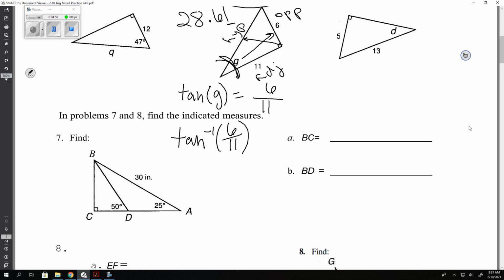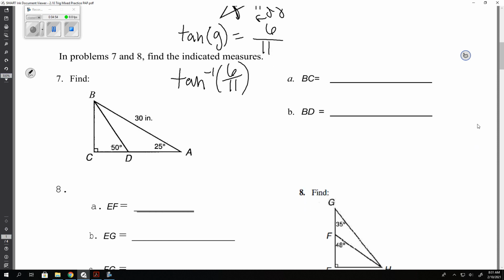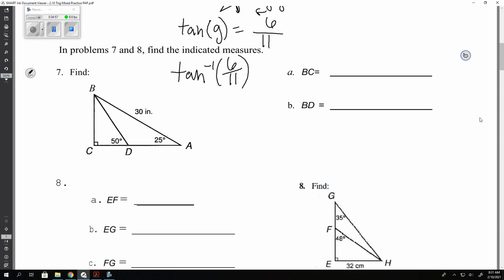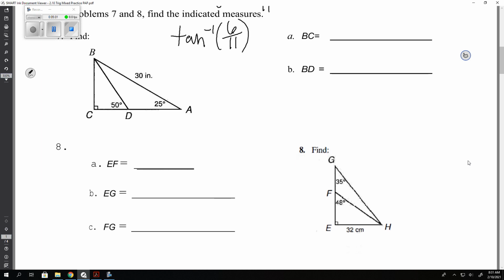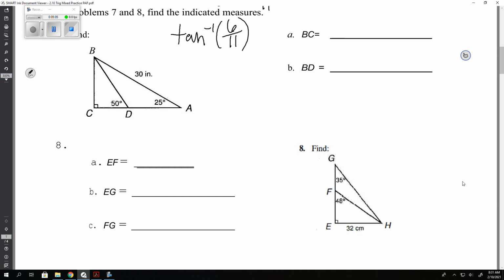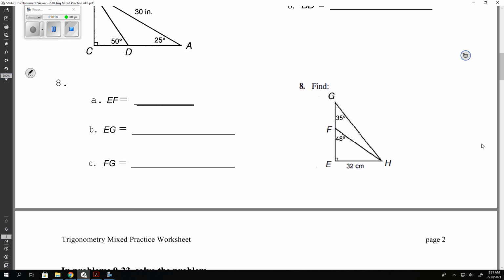Now the next 2 problems here, 7 and 8, they're not really too challenging, but you have to do a couple steps. Alright? Y'all can figure out number 7. That's the easier of them. So let's do number 8 though. Okay. So you see how number 8 is asking for 3 things? Right? They want EF.